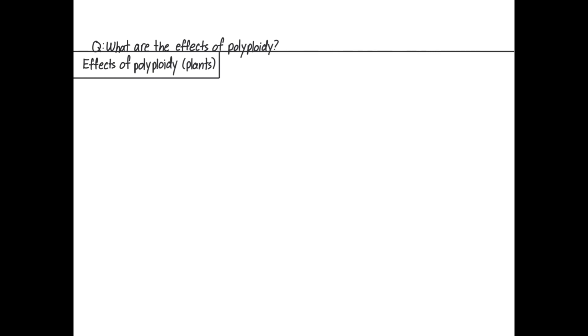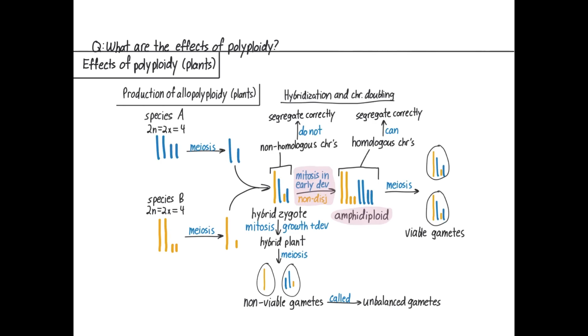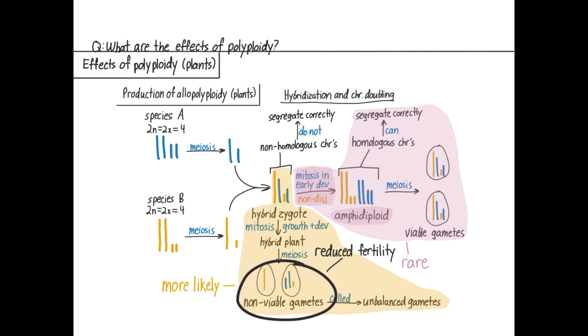We've actually already discussed this in allopolyploids in the last video when we examined how allopolyploids are produced. Here's the drawing from that video. Now, we saw that production of a fertile amphidiploid, which can make viable gametes, can be produced by non-disjunction early on in mitosis. But this is a very rare occurrence. The more likely outcome of a hybridization is a hybrid plant that produces non-viable gametes, and therefore has reduced fertility.